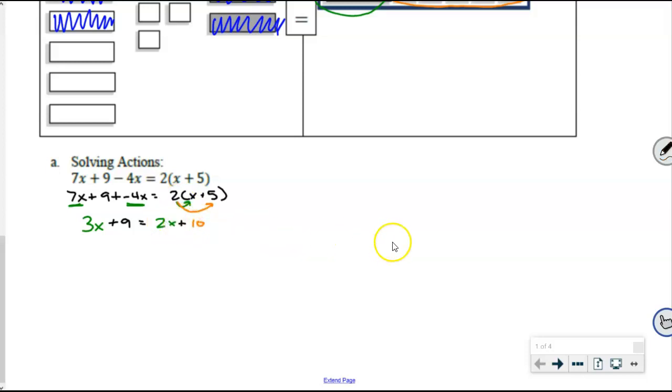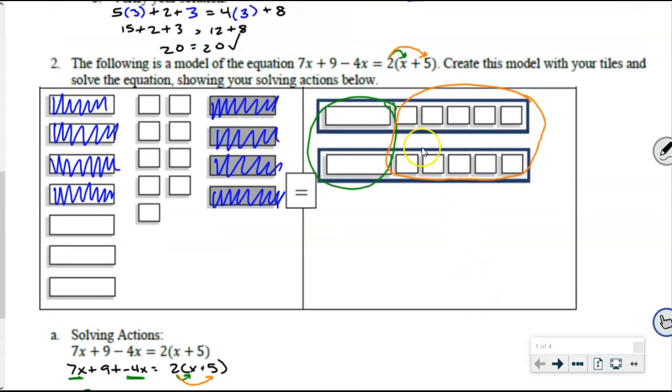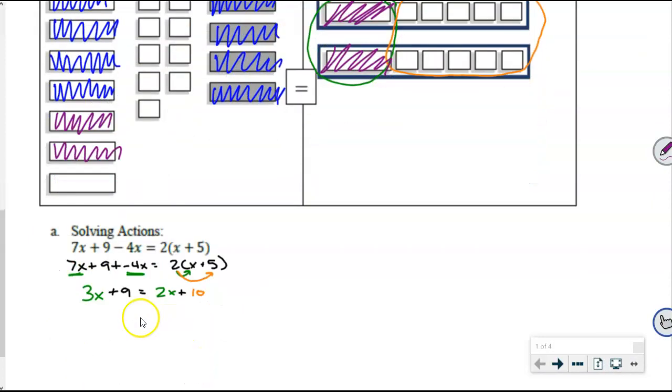From here, like I have said before, I like to take care of those x's first. I don't like having x in multiple places. So if we want to look at that model, that would be removing these 2 x tiles and balancing it by removing 2 x tiles from the other side. Mathematically, or algebraically, that's subtracting 2x. That's going to zero out here, balancing it by subtracting 2x from the other side.